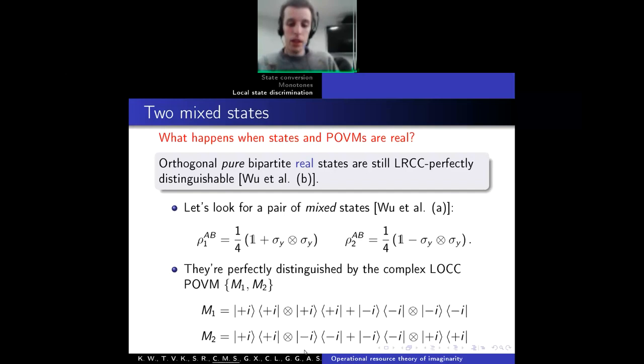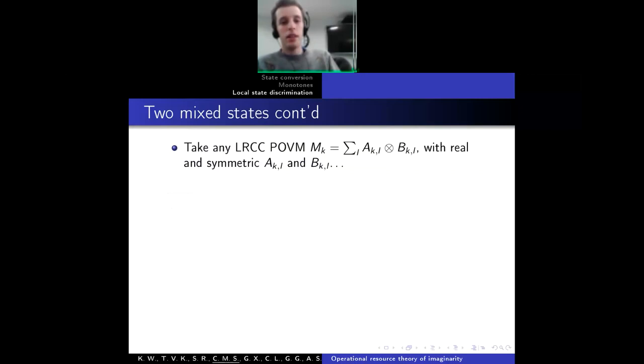So now let's see what happens if I want to discriminate these two states that are perfectly distinguishable using instead real LOCC POVMs, LRCC POVMs, okay? So in this case, you see that A and B must be real and symmetric matrices. So notice that, remember that we are working with states that contain a sigma y tensor sigma y component. But if A is real and symmetric, whenever I multiply a real and symmetric matrix by sigma y, I get zero when I take the trace. So in other words, the component with the sigma y tensor sigma y becomes completely invisible.